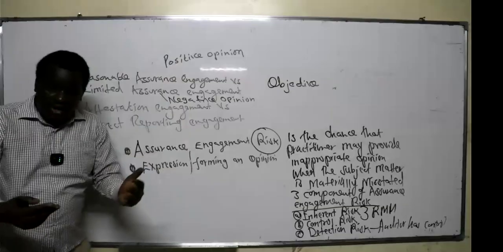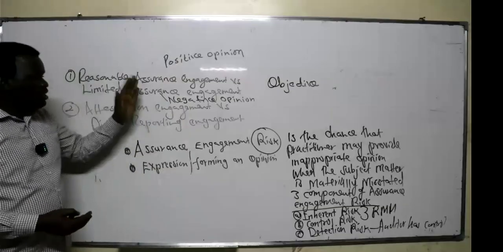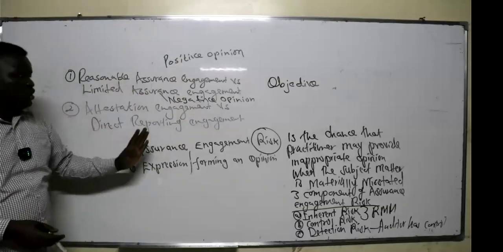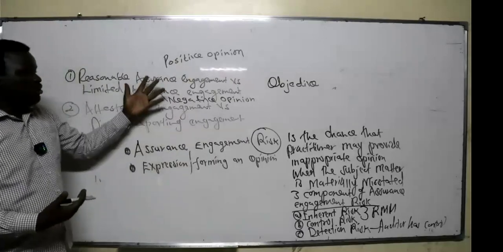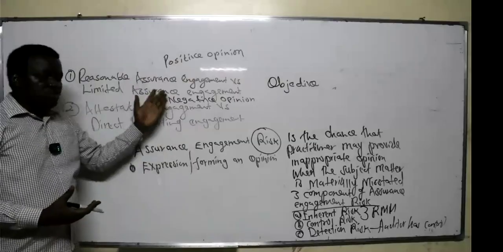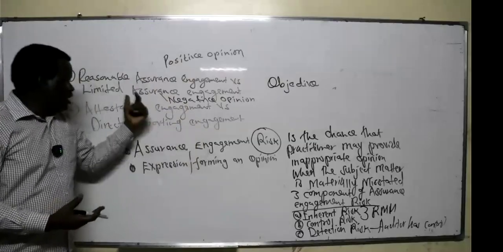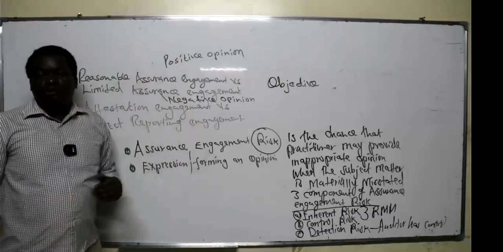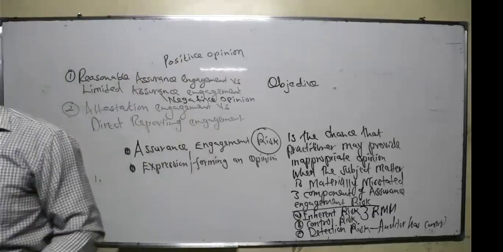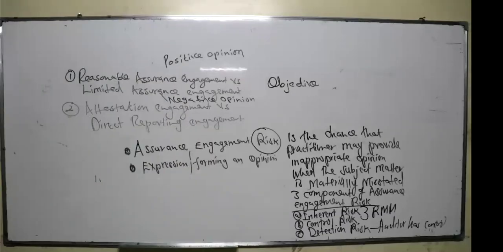So should you ever come across a question that wants you to explain, within the context of assurance engagement, what is a positive opinion and what is a negative opinion, you say: positive opinion is provided under a reasonable assurance engagement. The negative opinion is provided under a limited assurance engagement. So let's write something on reasonable assurance first. Let's begin by the definition of reasonable assurance engagement.